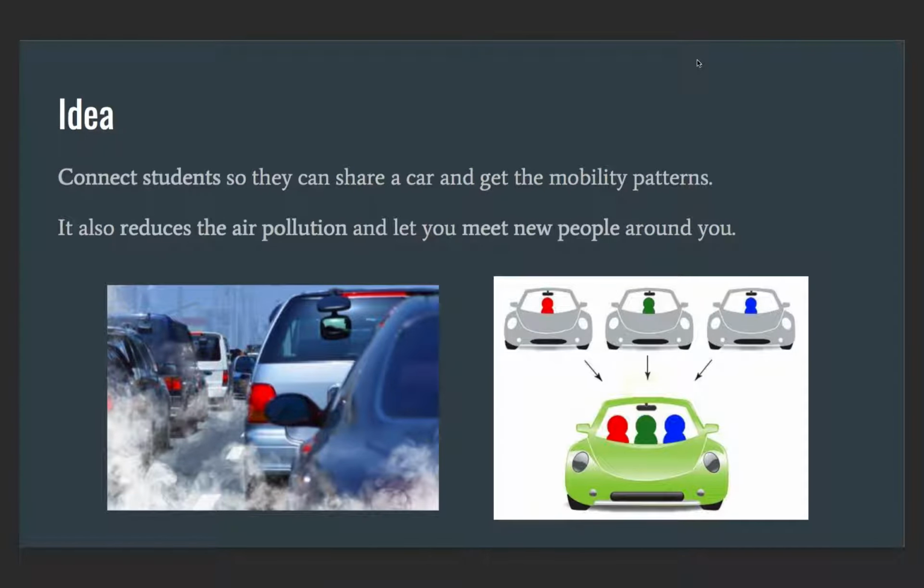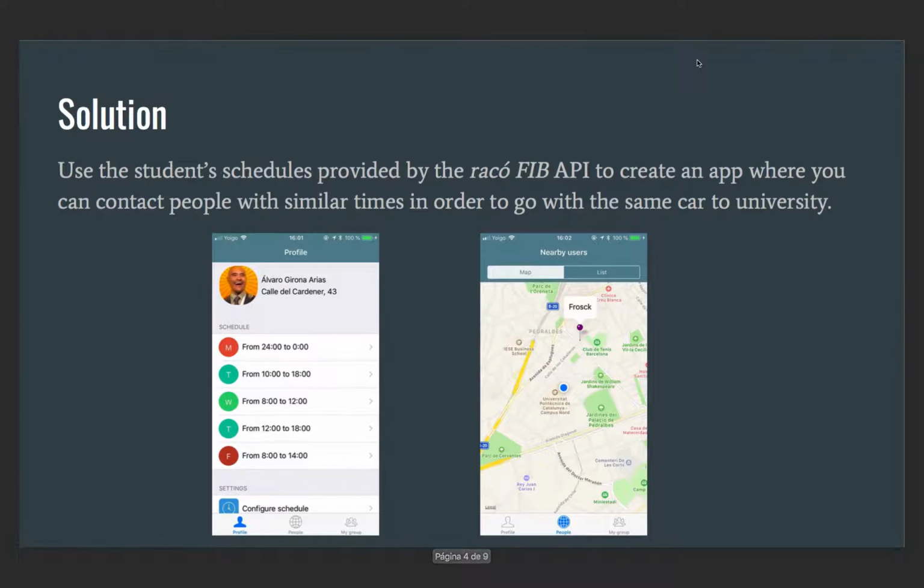The idea we had is that nowadays students have many resources when it comes to moving, but they usually don't use them in the best way. So one of the good ways that we could improve this was by linking them so they can share a car between them. That way they don't only socialize more, but they help the environment by reducing the air pollution. Here we can see a couple of screens from our application.